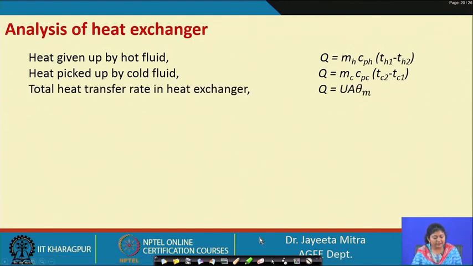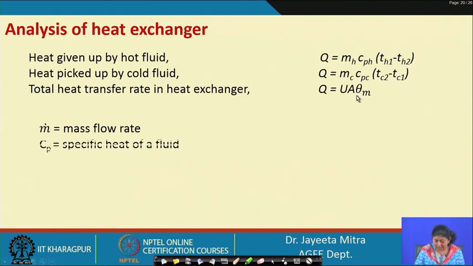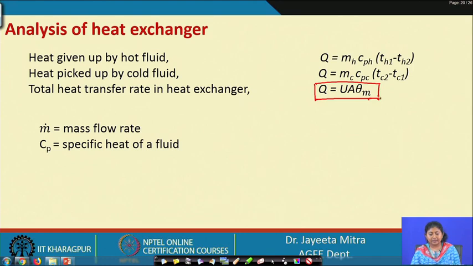So, the total heat transfer rate in the heat exchanger is equal to U A theta m. Whatever heat the hot fluid is giving and the cold fluid is taking, that is happening across a surface area A, and theta m signifies the difference between the hot and cold fluid. So, theta m we can write in this way, Th minus Tc.